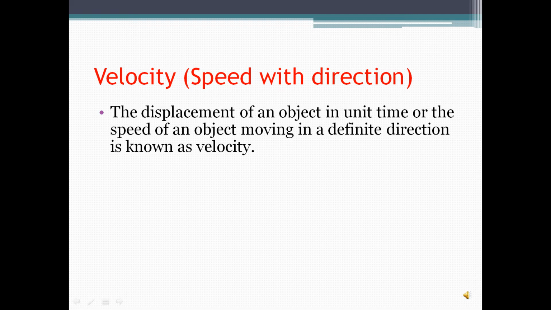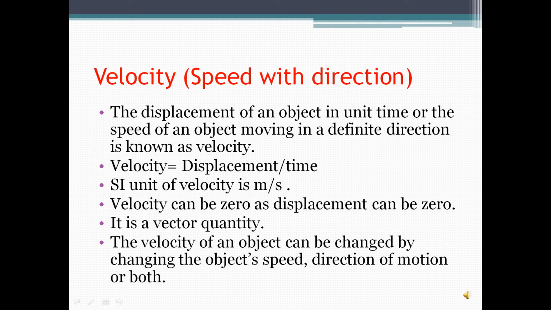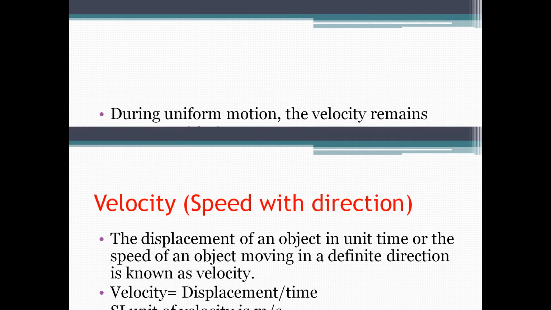This is a new term for you, velocity, that is speed with direction. Velocity, the definition is the displacement of an object in unit time or the speed of an object moving in a definite direction is known as velocity. Here, along with speed, direction is also known. The formula is velocity equals displacement upon time. SI unit is same as speed, meter per second. Velocity can be zero as displacement can be zero. It is a vector quantity, which means it shows direction as well as magnitude. The velocity of an object can be changed by changing the object's speed, direction of motion, or both.